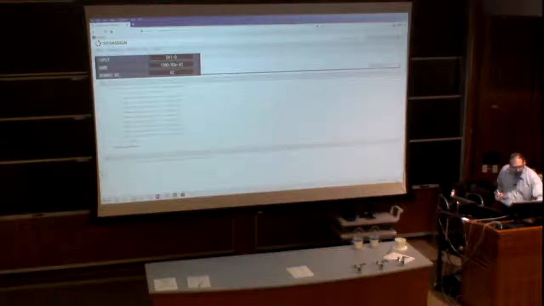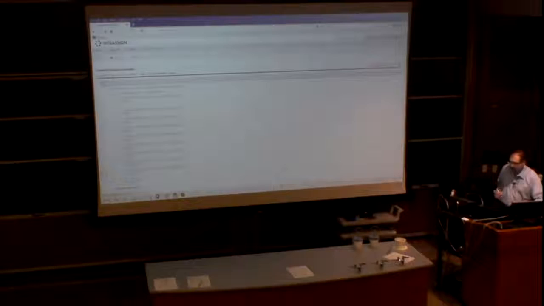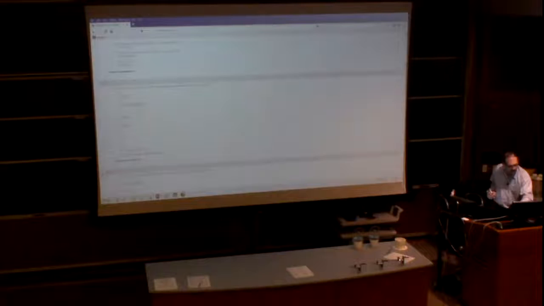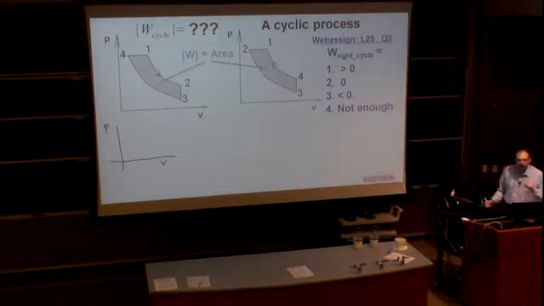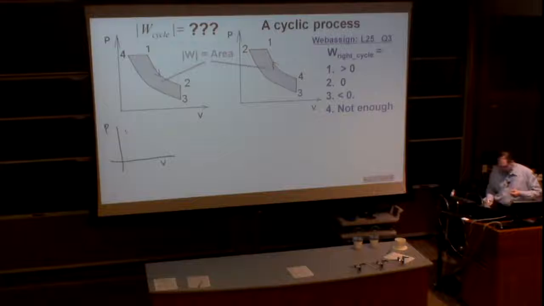Question number three. Well, we've got some distribution. We know in general how to calculate or estimate the work done by a gas. We just need to look at the PV diagram.